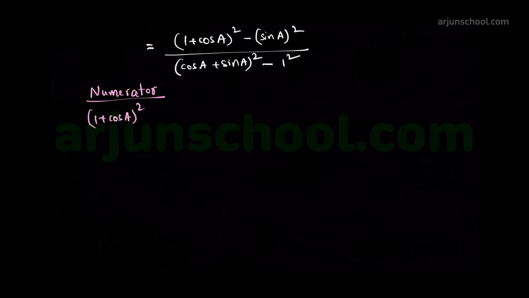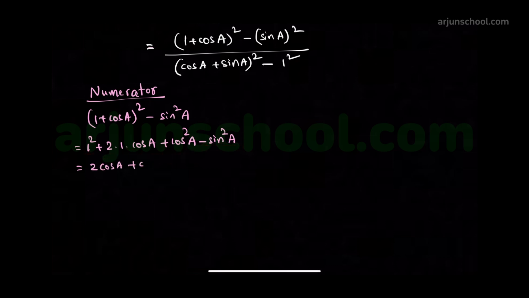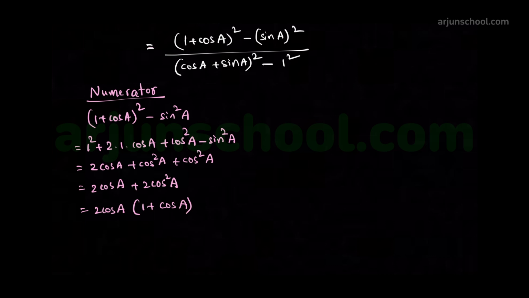1 plus cos a whole square minus sin² a. Let us expand the first term. 1 plus cos a whole square is equal to 1 square plus 2 times 1 times cos a plus cos² a minus sin² a. 1 square is 1, minus sin² a. 1 minus sin² a can be written as cos² a. That is equal to 2 cos a plus cos² a. 1 minus sin² a is cos² a. That is equal to 2 cos a plus 2 times cos² a. Let us take 2 cos a as common and we get 2 cos a of 1 plus cos a.